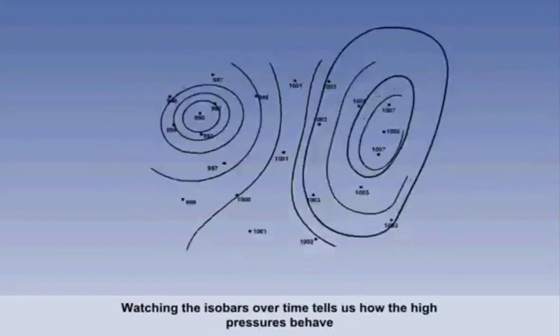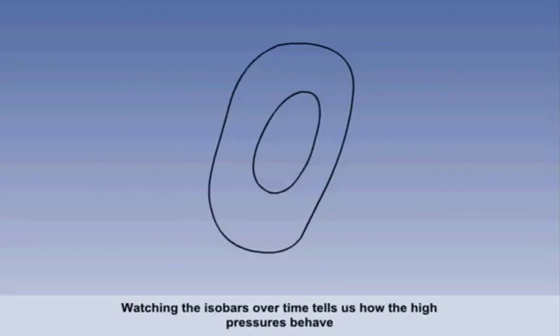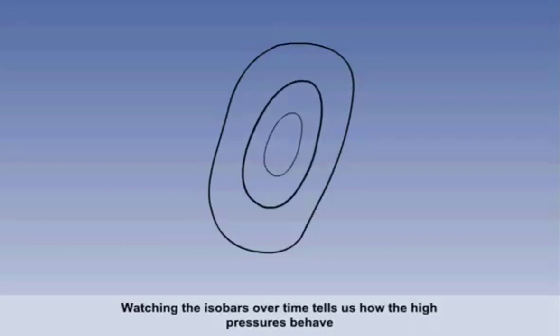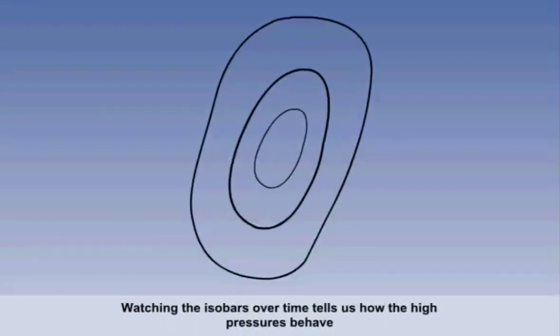By watching the isobars, we can see over time how high pressures can change. New concentric higher value isobars developing in the center of the high indicate the high pressure is intensifying. If the isobars around the high were moving outwards, we could see the high pressure is growing.